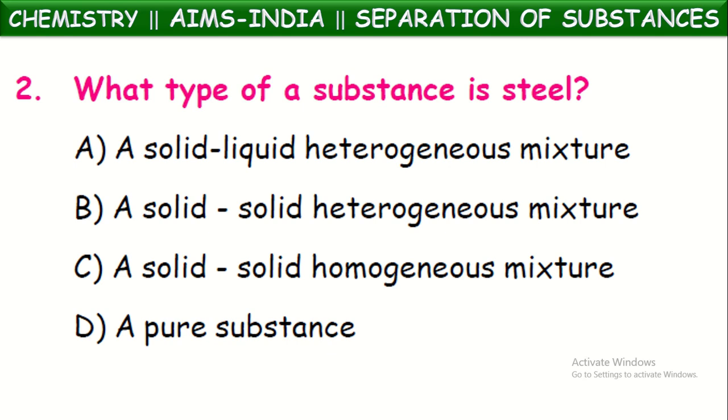Next question: what type of substance is steel? Steel, we know, is formed by the mixture of two or more metals. So now what can we say? Generally, metals are solids. So we can say steel is a homogeneous mixture of two or more solids, where it is mentioned as a solid homogeneous mixture. It is correct.